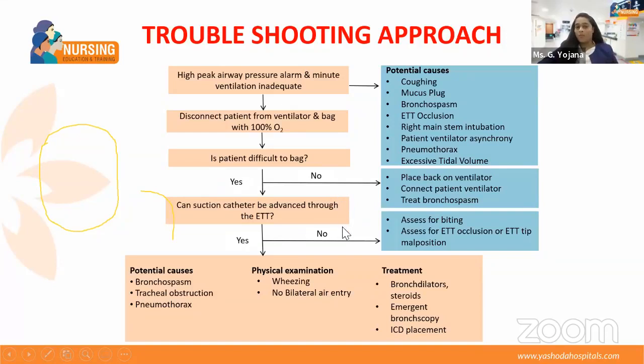When the tube has advanced, what do you have to do? You need to check and examine the potential causes. This is the main important role of a nurse. You have to examine through auscultation, checking the lungs for any wheezing sound and whether bilateral entry of air is present. Bilateral means to the right and to the left. You need to check whether equal distribution of air is present while examining the patient.